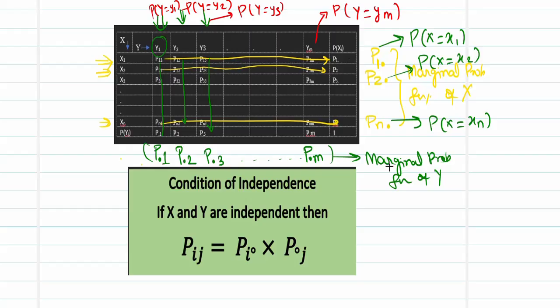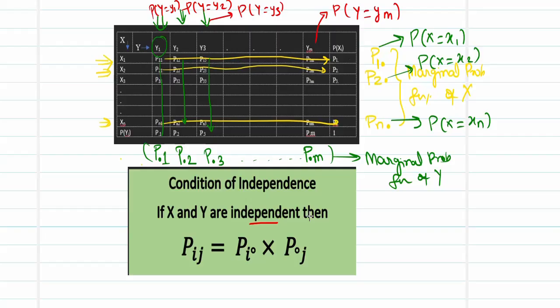Now there is going to be a special case called independence. What happens if x and y are independent? What do we mean by independent? X doesn't depend on y, and y doesn't depend on x. X can act separately, y can act separately. Any variation in x does not affect y and any variation in y does not affect x, in which case you call x and y independent.